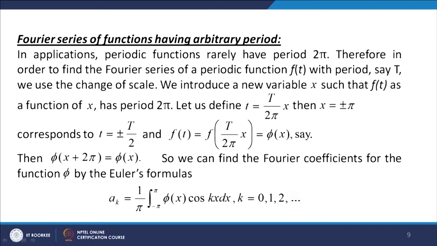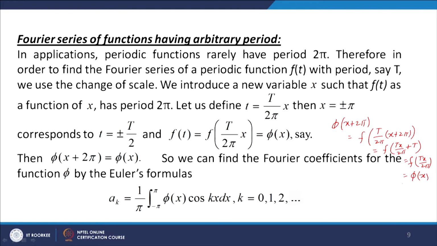We can easily check that phi x plus 2 pi is equal to f of T over 2 pi into (x plus 2 pi), and this is equal to f of T x upon 2 pi plus T. Since f is periodic with period T, this will be equal to f of T x upon 2 pi, which is equal to phi x.